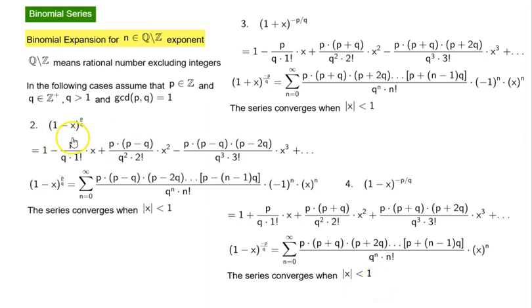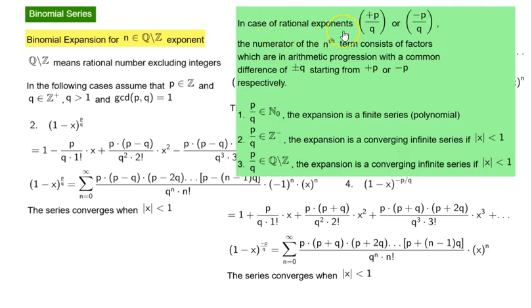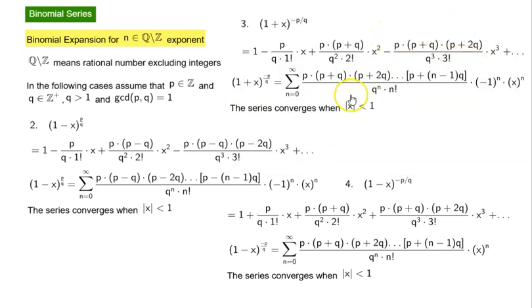So we have seen 1 plus x to the power of p by q, 1 minus x to the power of p by q, 1 plus x to the power of minus p by q, and 1 minus x to the power of minus p by q. In case of rational exponents, plus p by q or minus p by q, the numerator of the nth term consists of factors which are in arithmetic progression with a common difference of plus or minus q, starting from plus p or minus p.